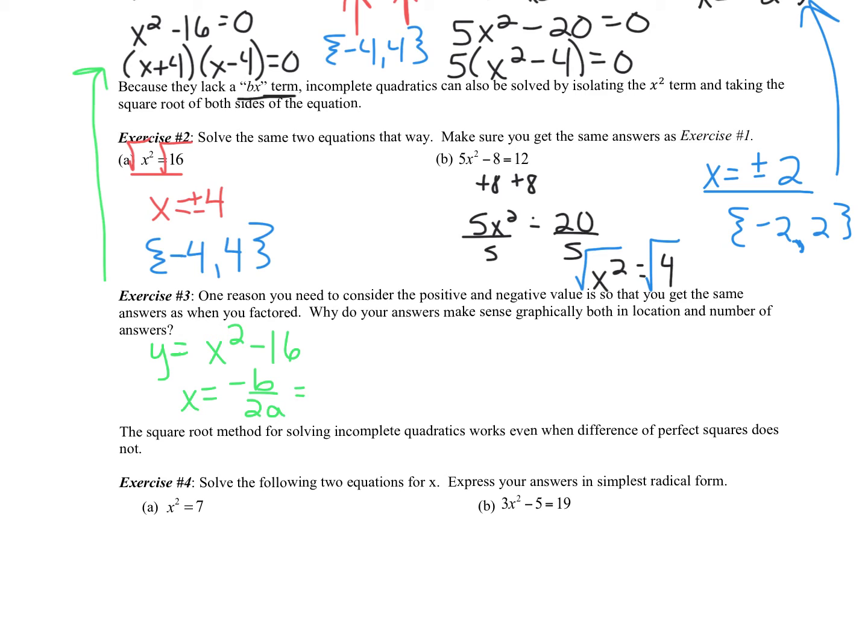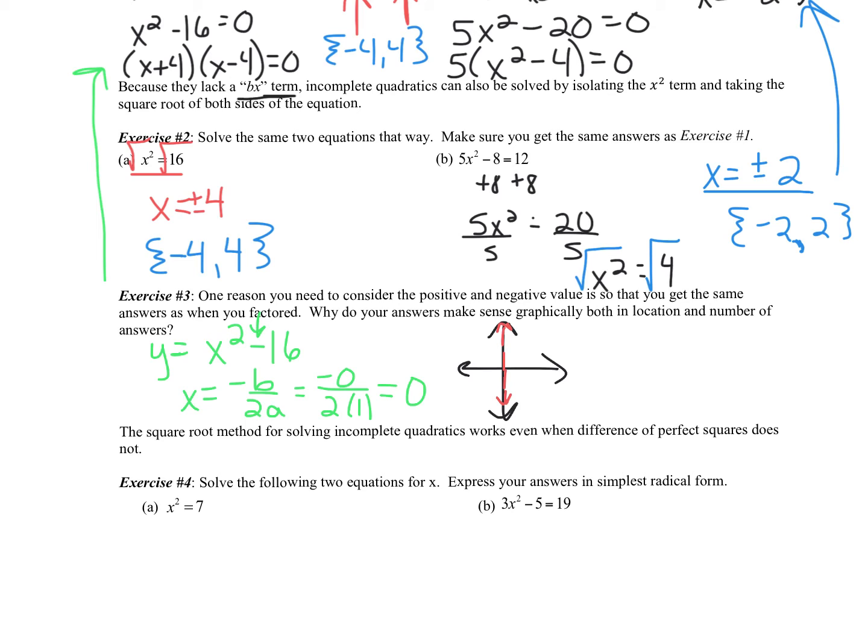Now in every single incomplete quadratic, b is 0, right? So it's always -0 over 2. There's no x term in here, it's missing. And then this doesn't really matter, because 0 divided by something is going to equal 0. So every single incomplete quadratic has an axis of symmetry right on the y-axis. It's always right here because x is always going to equal 0.